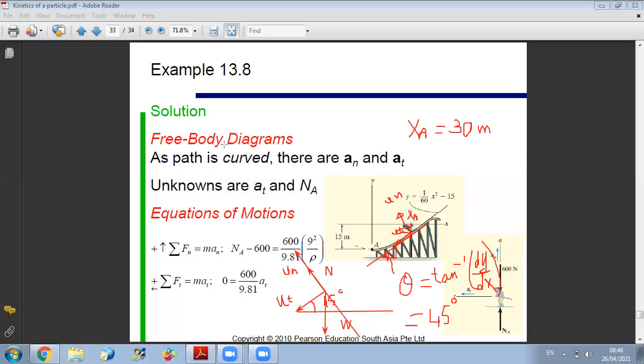You know that this angle here is 45 degrees. And the weight is perpendicular to the horizontal, so this also will be 45. So the angle between the weight and UT is 45. And since the angle between UT and UN is 90, so also between the weight and UN, you have an angle of 45. So if you want to project the weight, what will change here is that you should put the weight W times cosine 45 equals m times v squared over rho.